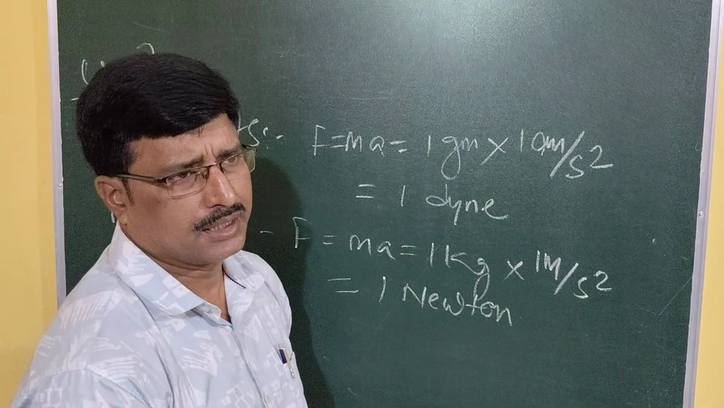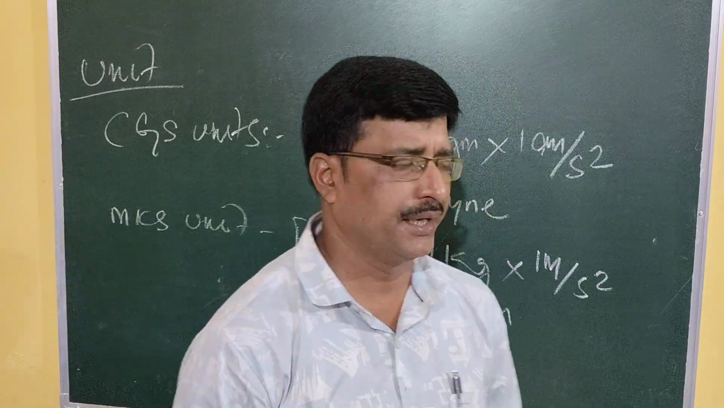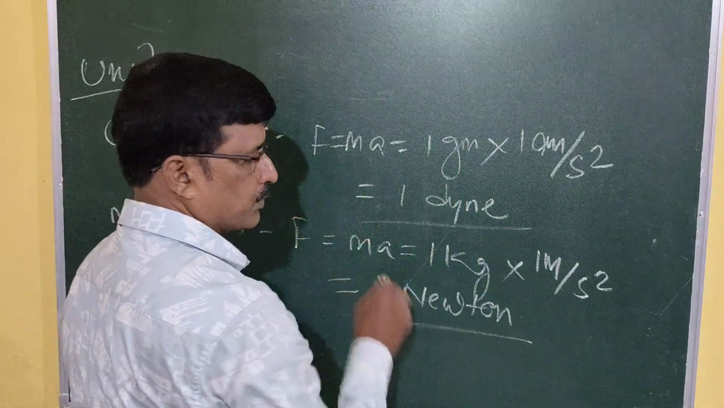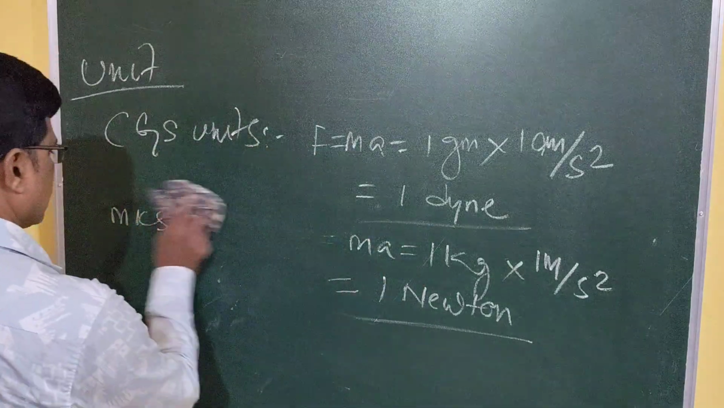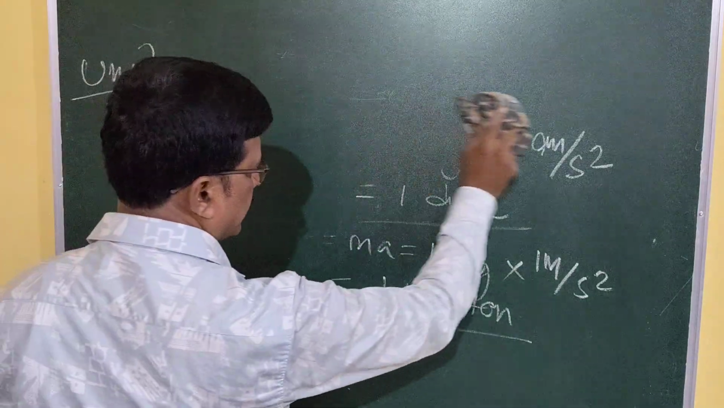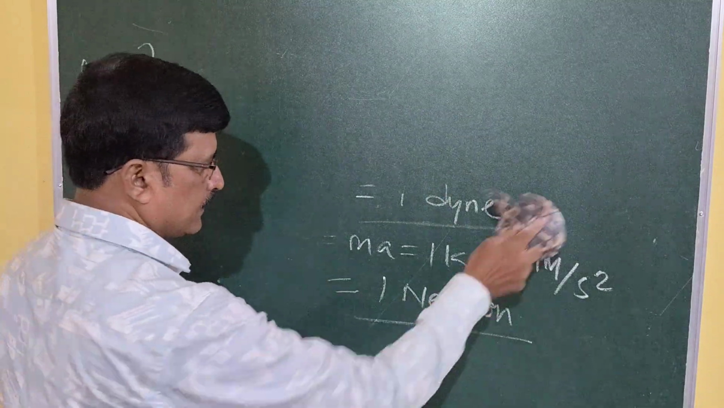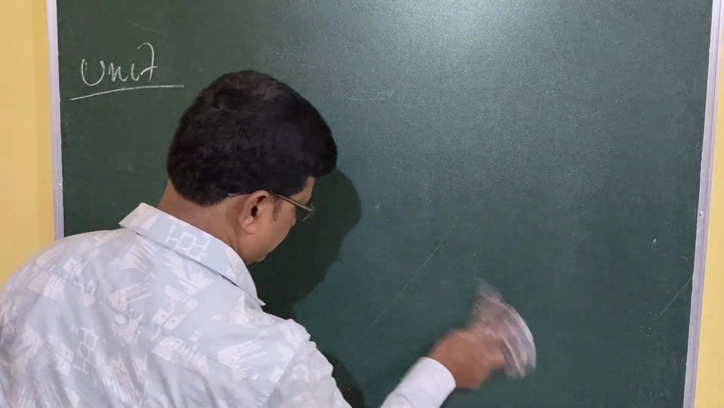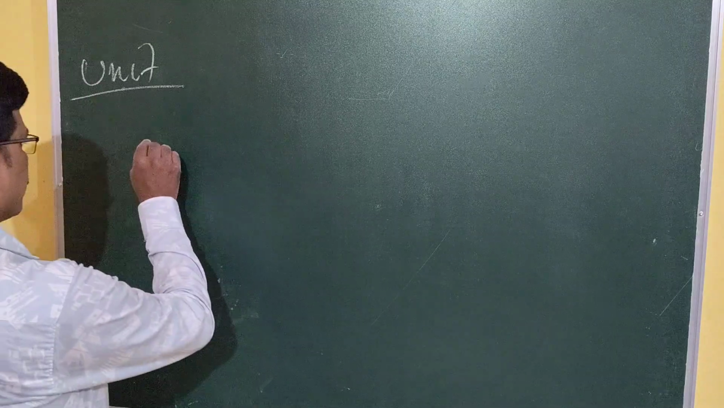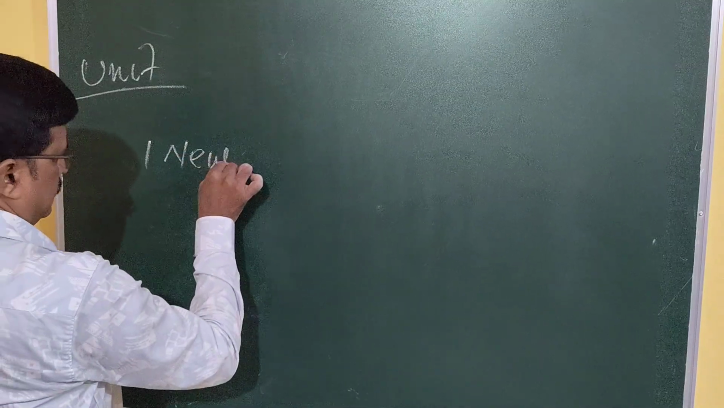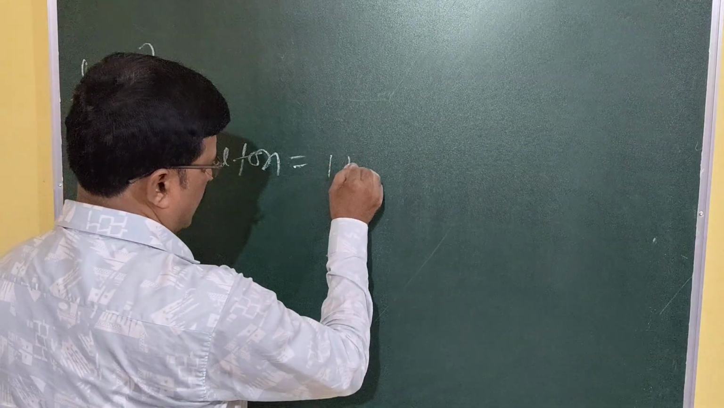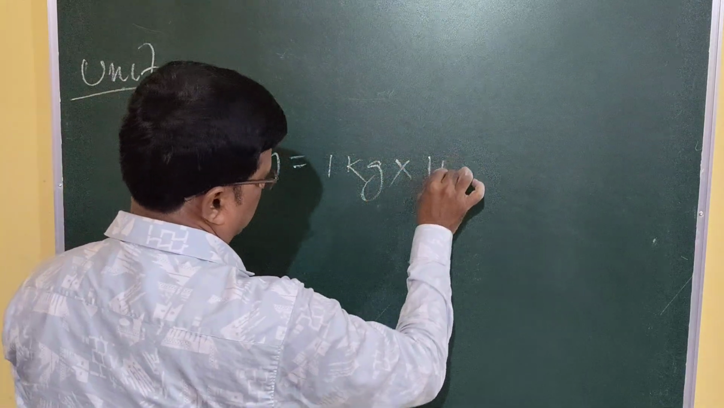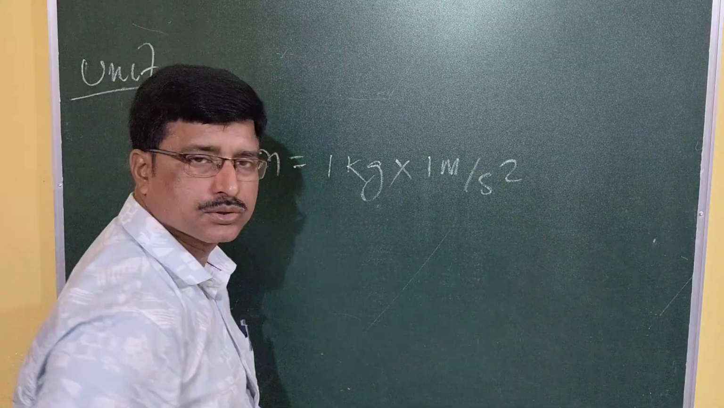So a question arises in our mind: is there any relation between this Newton and dyne? Now we shall discuss this. What is the relation between Newton and dyne? I am taking this Newton. So 1 Newton is equal to how much? 1 kilogram into 1 meter per second square.